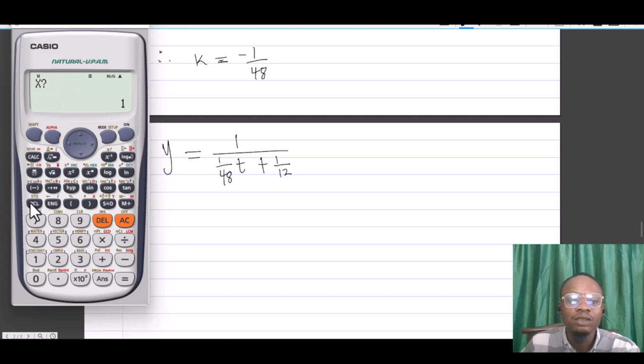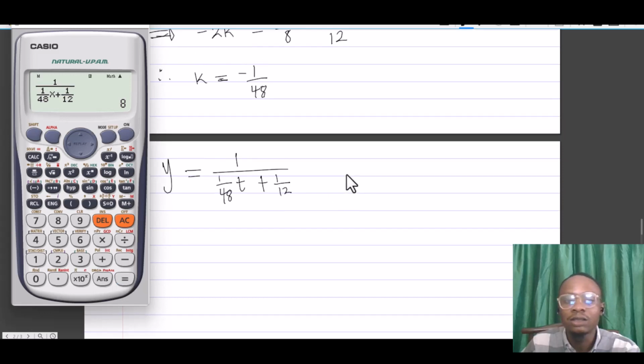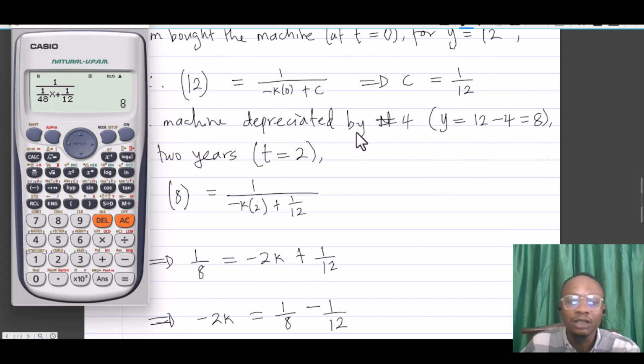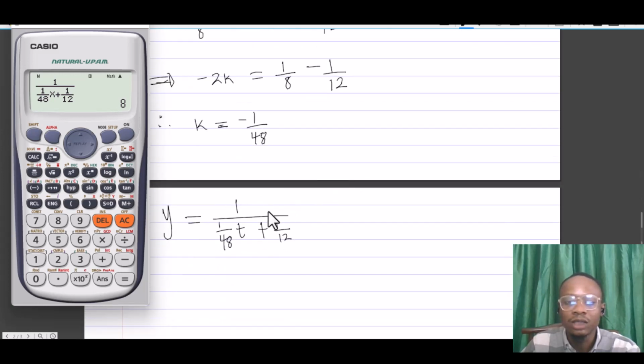So we can calculate this for time t equals 0. That's when x equals 0, it is 12, as you can see. When x was equal to 2, this should give us 8. So it means that after 2 years, as given here, the price became 8. Okay, which was the interpretation we gave this all along.